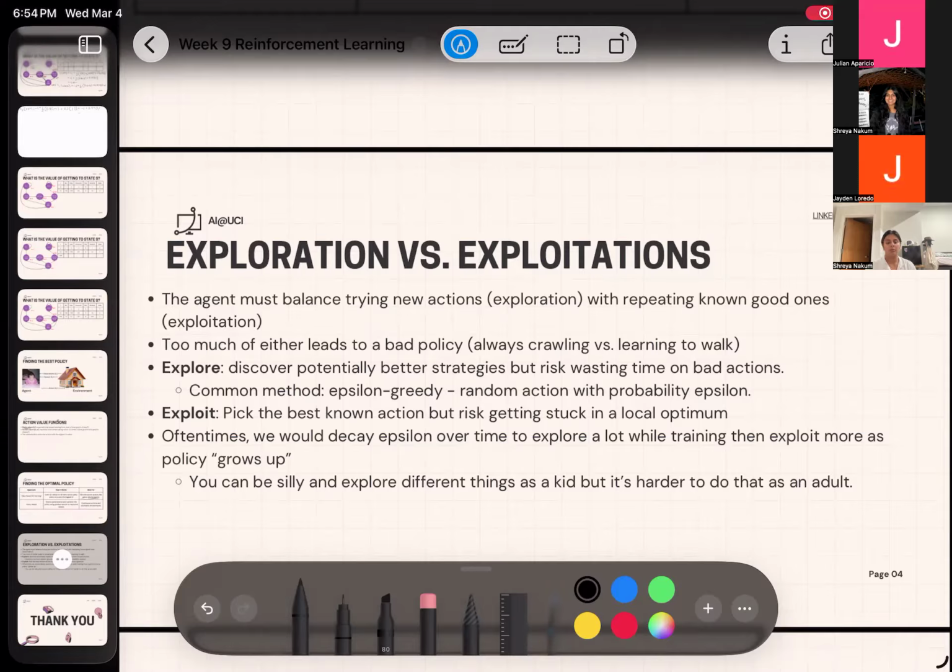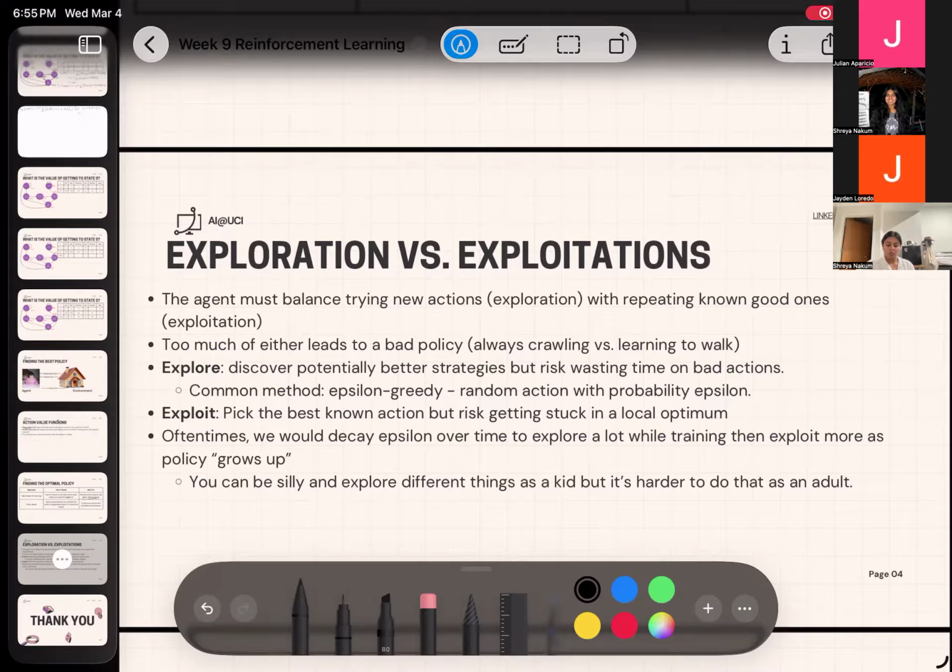And so the example I would give of this is say that you're a baby. The baby knows how to crawl already. It can keep crawling forever. That's the action it already knows. That's just exploitation. You're exploiting the good policy you already know. But you must also balance trying something new, like walking, which might have a better reward later on. So it's important to explore and discover potentially better strategies, right?